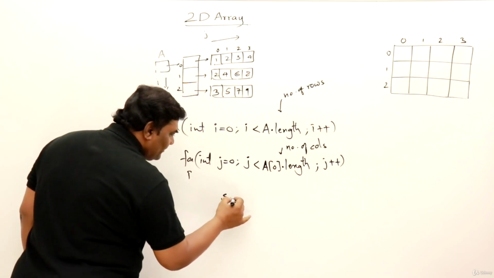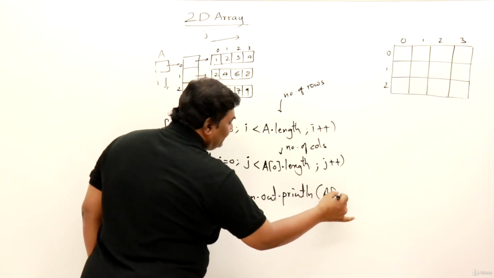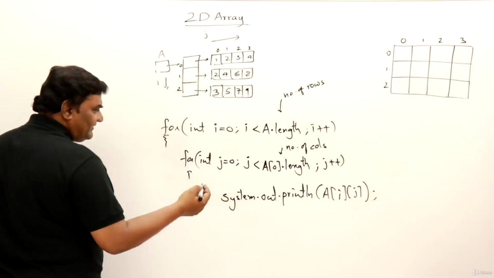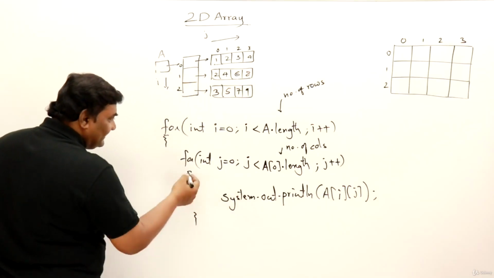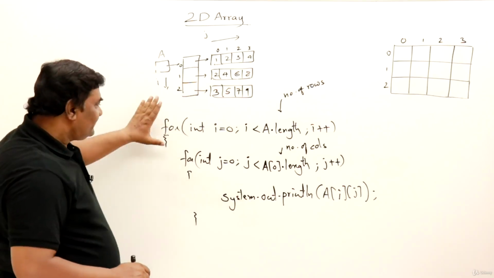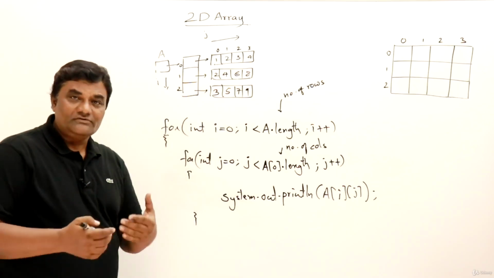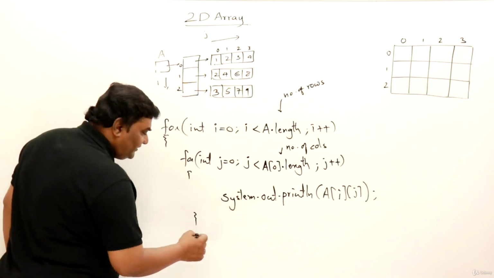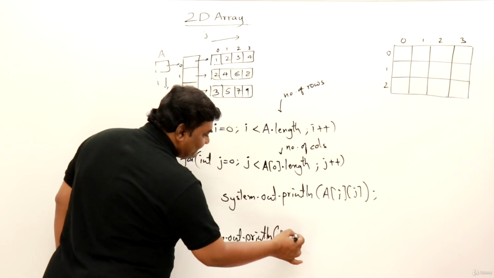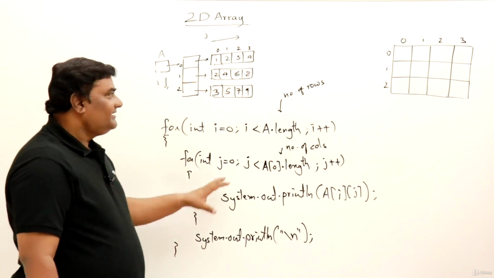So if I say System.out.println, I can print all these values. System.out.println a of i and j, i comma j, though we don't write comma, but we can read it as i comma j. Then it will be printing just one row, the next row, the next row. So this is for rows and this is for printing all the elements of a row. The outer for loop is for changing the rows. Now once the row is changing, I want a new line. So I can say System.out.println. For a new line, I can say \n for a new line. So that's all. So this is how I can print all the elements of an array.